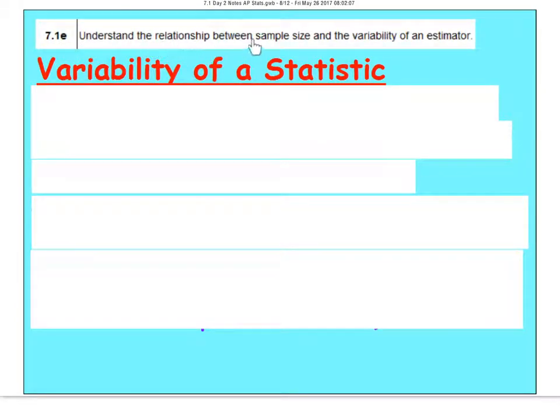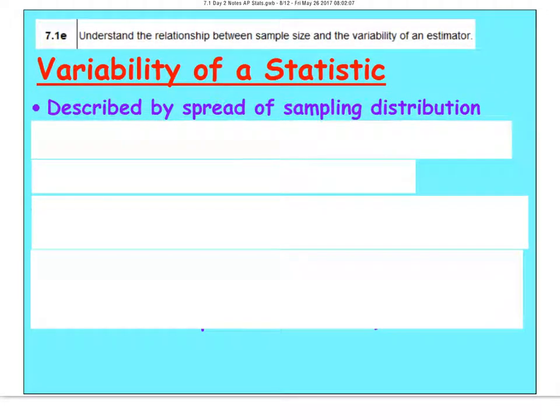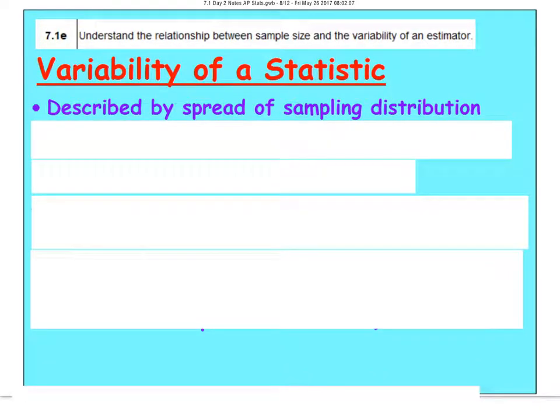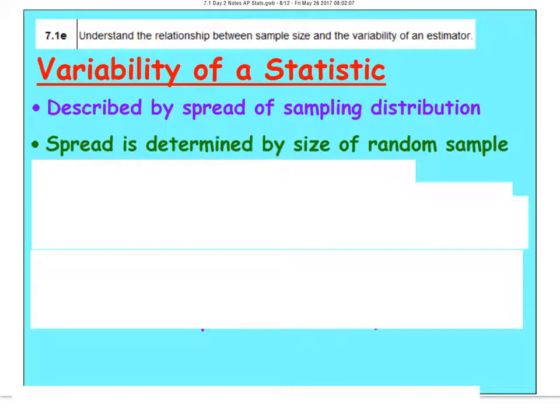7.1e, let's understand the relationship between sample size and variability of an estimator. Variability of a statistic is described by the spread of the sampling distribution. You can describe variability by looking at the spread, which would be standard deviation, range, or IQR. Now, spread is determined by the size of the random variable.